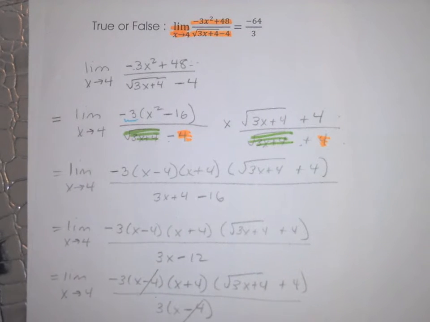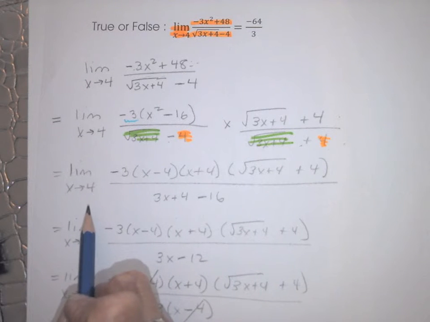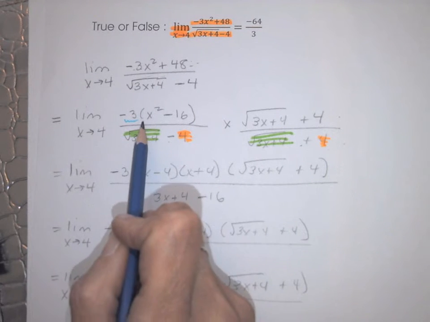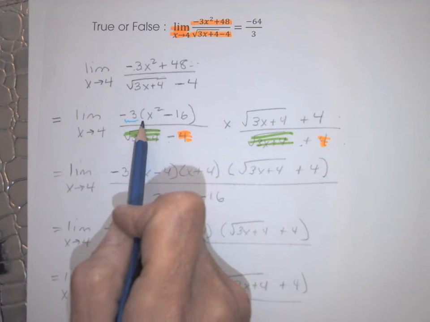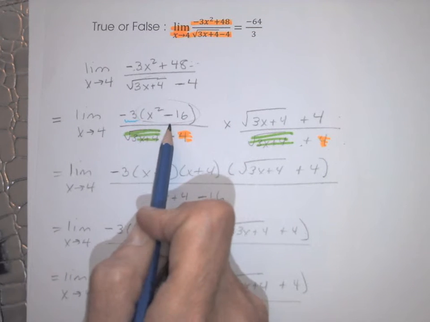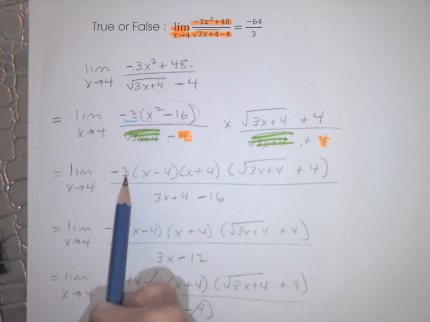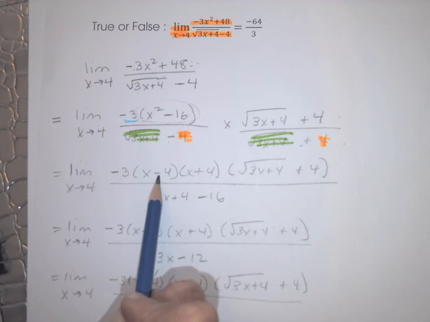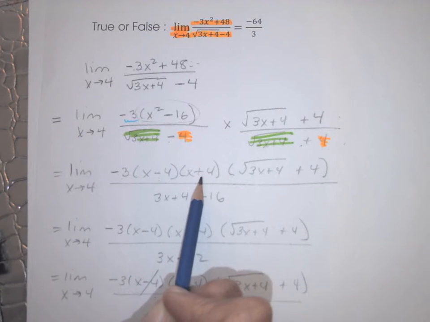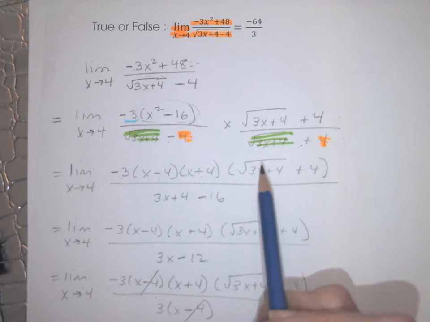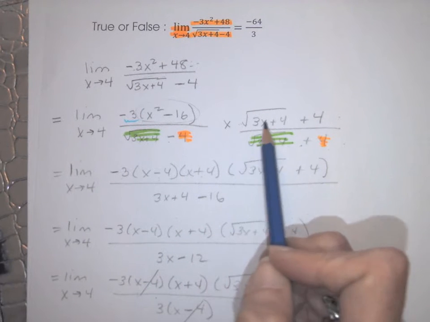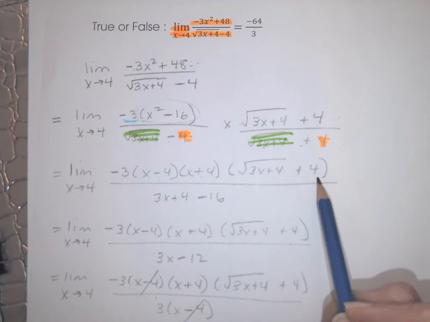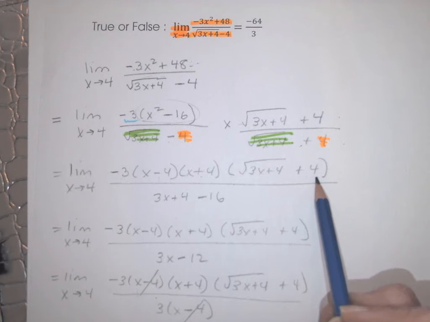Okay, so on my next step down, I've got that equals the limit as x approaches 4. And I noticed that x squared minus 16 was a difference of squares. So I can keep the negative 3 out front and then factor the difference of squares to give me x minus 4 times x plus 4. And that's still multiplying by the square root of 3x plus 4 plus 4. And then the bottom.